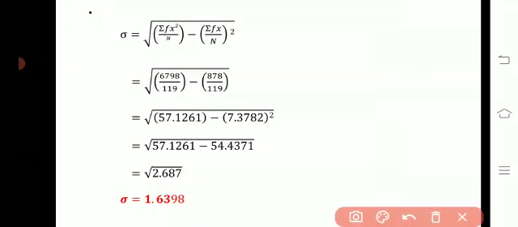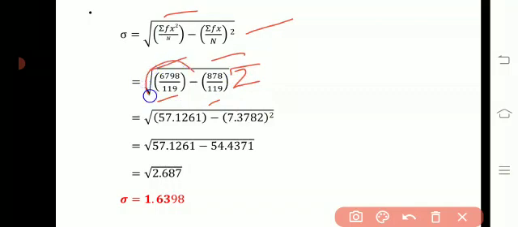Now by using these totals we will use the formula of standard deviation for grouped data, discrete distribution. That is sigma is equal to the square root of summation fx square upon N minus (summation fx upon N) squared, which is equal to the square root of 6798 divided by 119 minus (878 upon 119) squared.